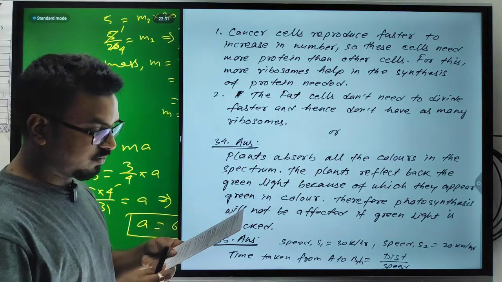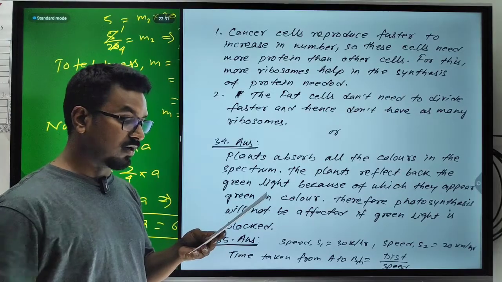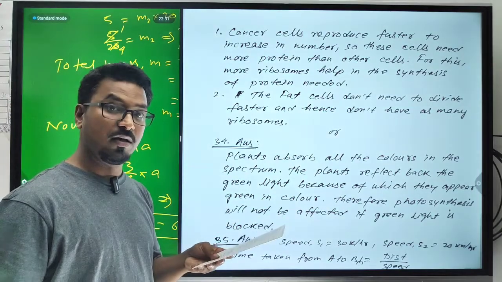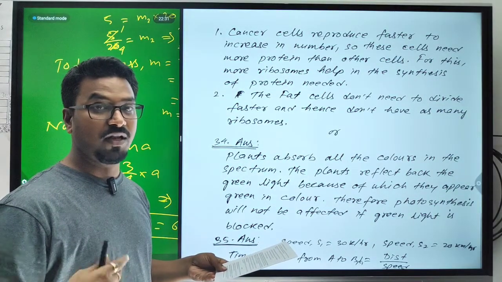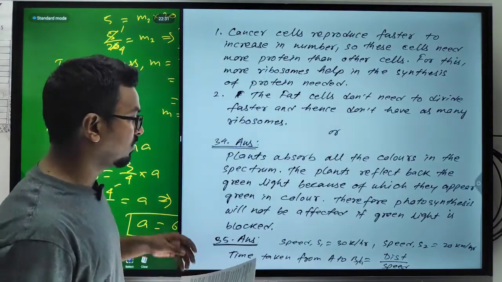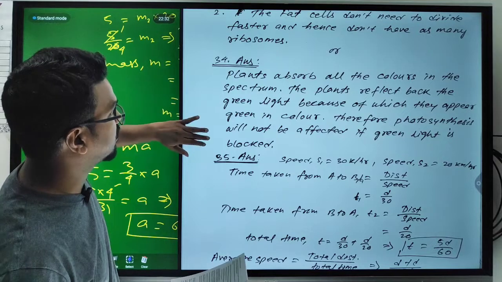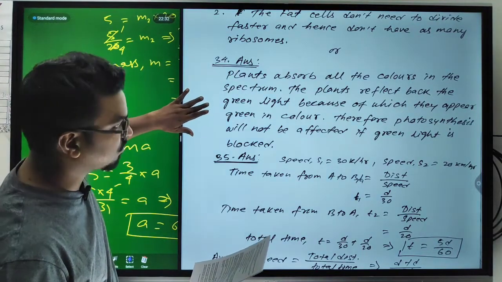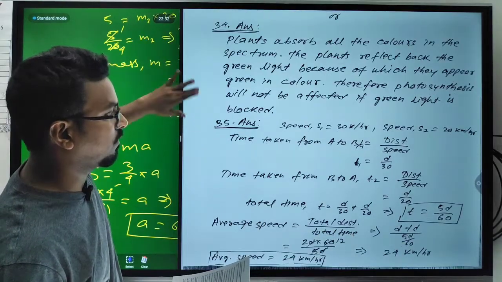What are the colors absorbed by the plant? What type of color is absorbed by the plant? It absorbs all the colors, right, but they reflect back green color because of chlorophyll. Isn't it because of chlorophyll? This is also given, so look at it. How many marks was it? 3 marks. Write a little detail and you will get the answer, so write it down.